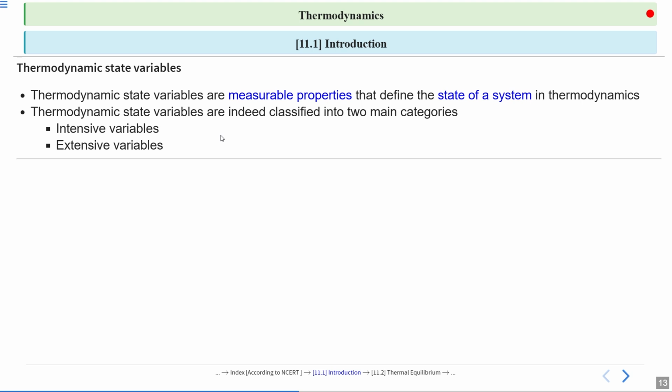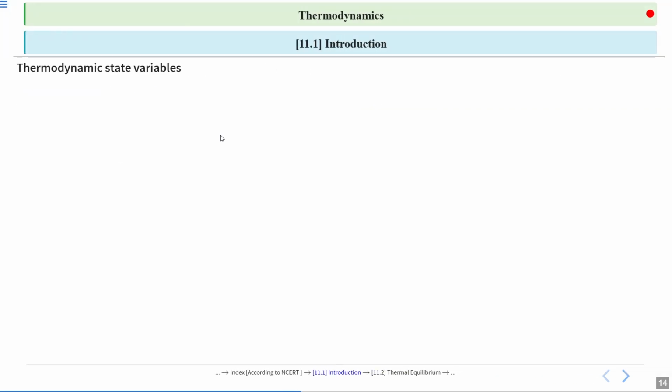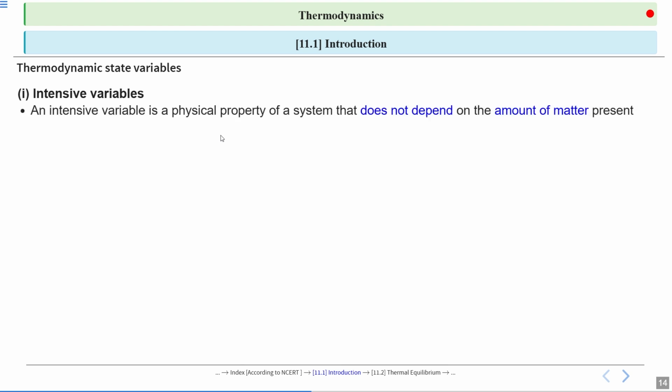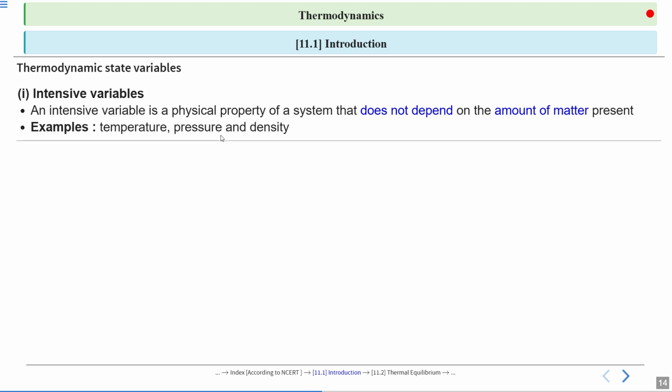Let's see. So we talk about intensive variables. An intensive variable is a physical property of a system that does not depend on the amount of matter present. It means it is independent of the amount of matter. Examples: temperature, pressure, and density. So these are the examples of intensive variables. And this concept is very helpful for the upcoming lecture. So remember this. All right.